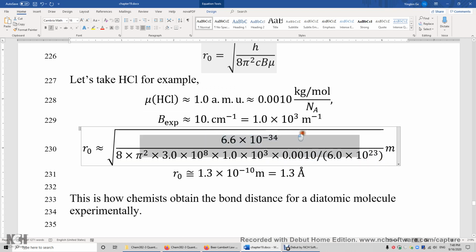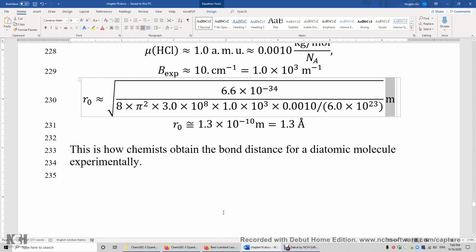So if you use more accurate values in here, I think you will get a more accurate result. It's going to be actually 1.275 angstroms, or 1.275 times 10 to the power of negative 10 meters. So again, this is how chemists measure the bond distance for a diatomic molecule.